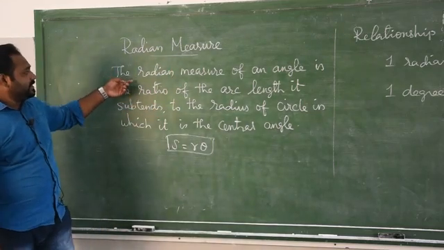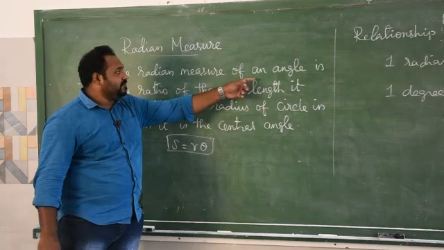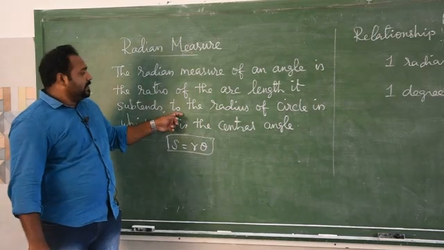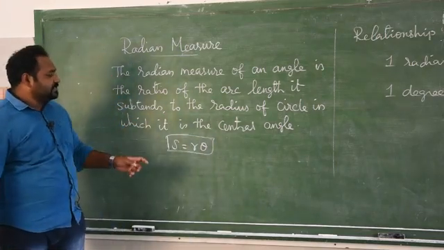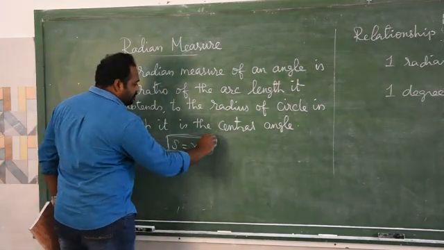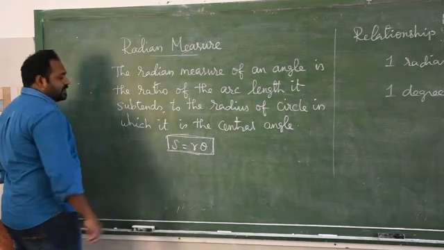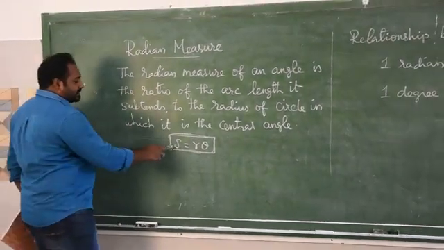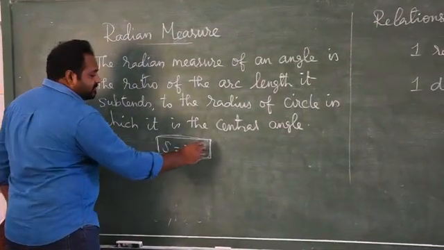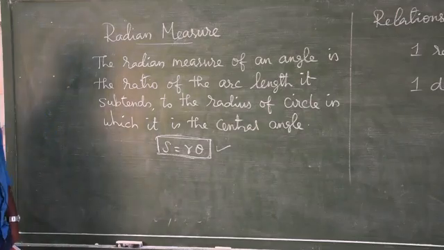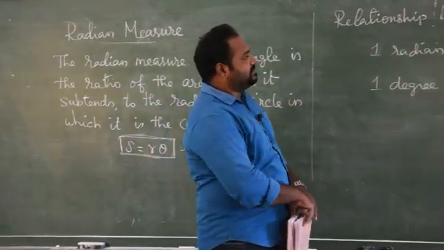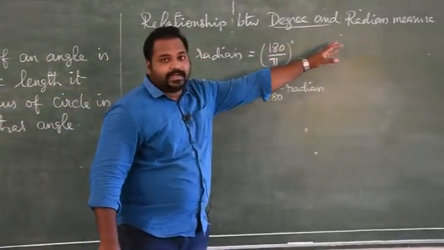The definition is: the radian measure of an angle is the ratio of the arc length it subtends to the radius of the circle in which it is the central angle. The formula, a very important formula which is required for exercise 3.2, the sector formula: the length of the arc equals radius into theta. So this is a very important formula for exercise 3.2.